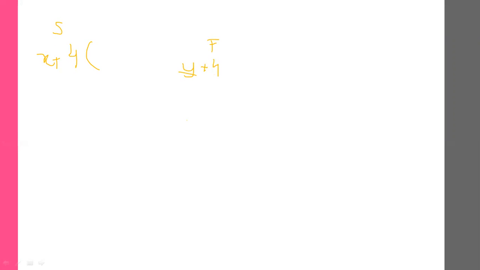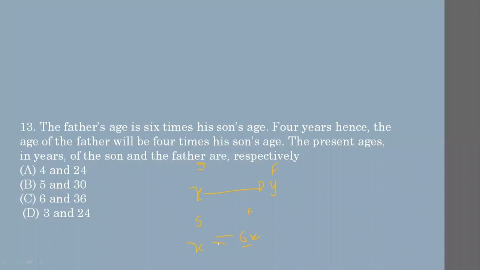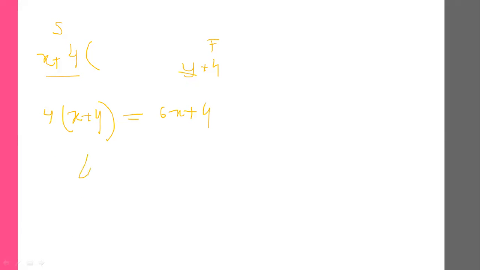Now we will substitute because we know that father's age is 6x in present. So the another condition is that after 4 years the age of father is 4 times than that of the son. So we will multiply the age of son after 4 years by 4 and we'll keep the value of father after 4 years. So we will solve this, 4 multiplied gives 4x plus 16 equal to 6x plus 4.